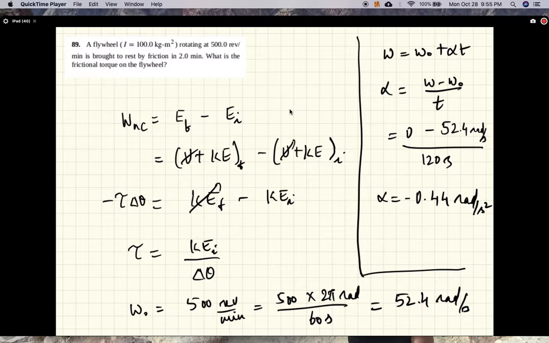negative 0.44 radians per second squared. Alright, now that we have alpha, let's calculate theta. What we're calculating is theta minus theta naught equal to omega naught t plus 1/2 alpha t squared. This tells you through what angle the flywheel rotated before it came to a stop.